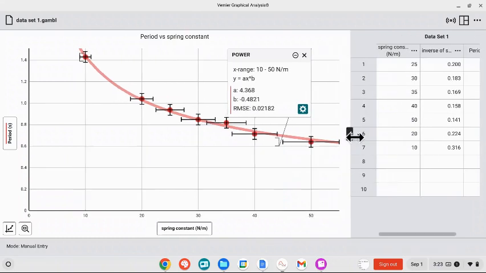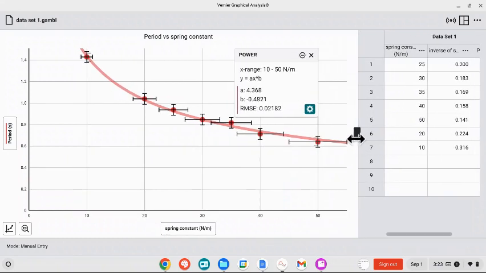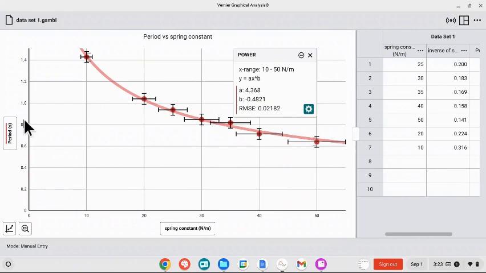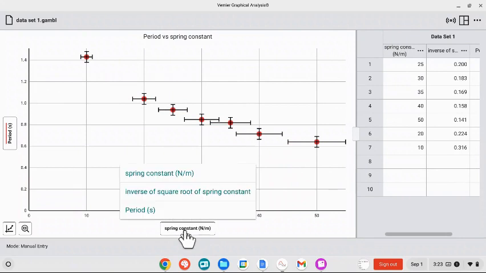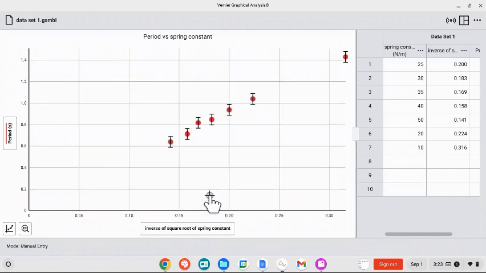Now I'm going to come back over here to my graph. Notice it still is displaying period and spring constant. So I'm going to click down here on my spring constant, and I'm going to change it to the inverse of the square root of the spring constant. Voila! Look what it does to the data.